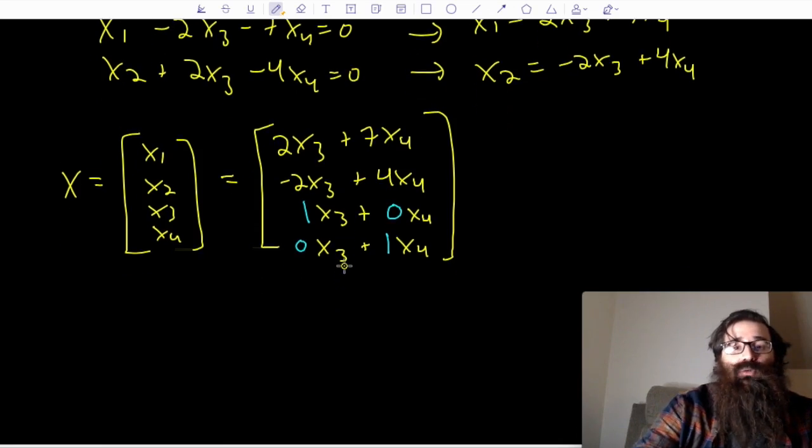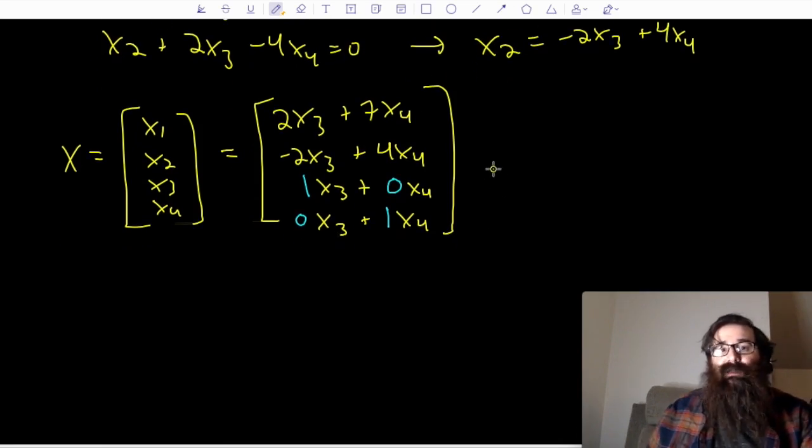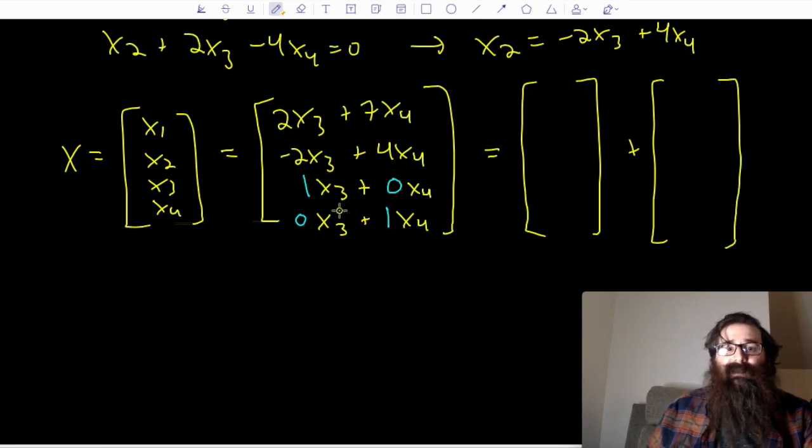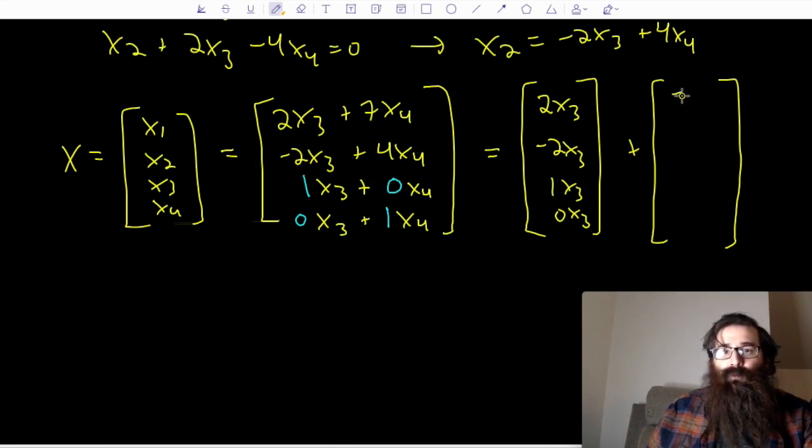Because what I want to do next is I want to actually split this up into one vector in terms of x sub 3 only, and another vector in terms of x sub 4 only, and add those two together. So all my x sub 3 terms are going to be in this first vector, 2x sub 3, minus 2x sub 3, 1x sub 3, 0x sub 3. And then over here, all of my x sub 4 terms. So 7x sub 4, 4x sub 4, 0x sub 4, 1x sub 4.